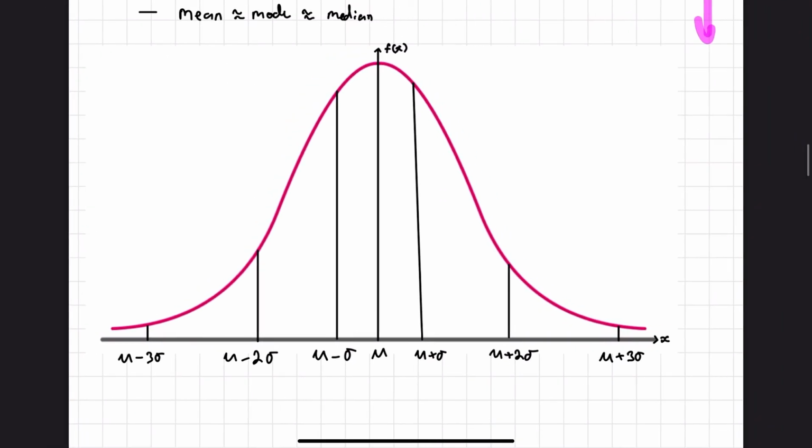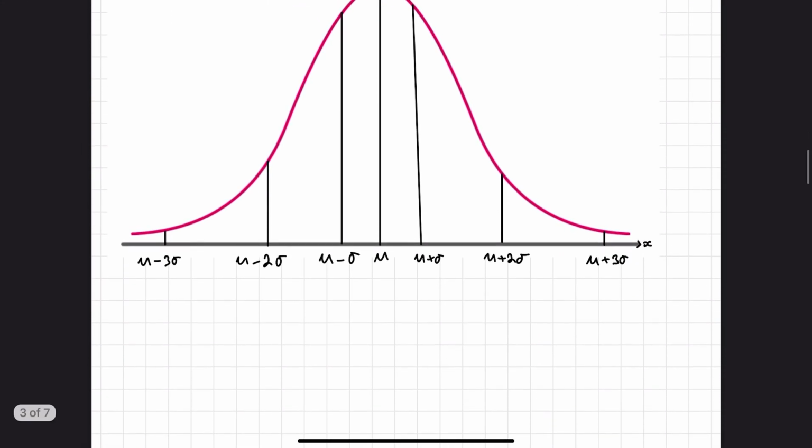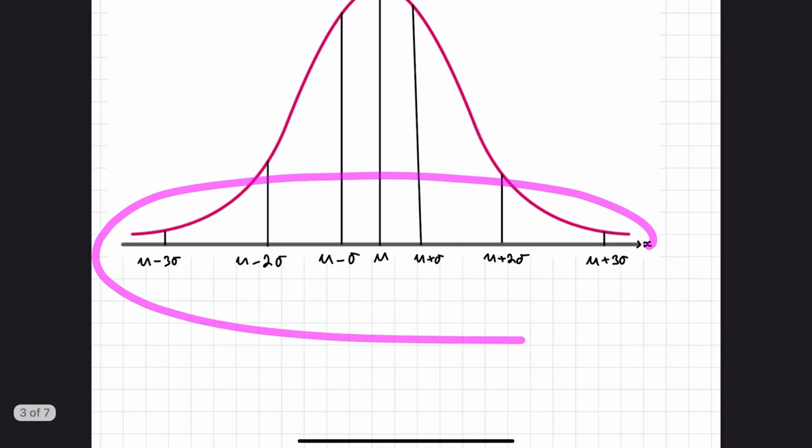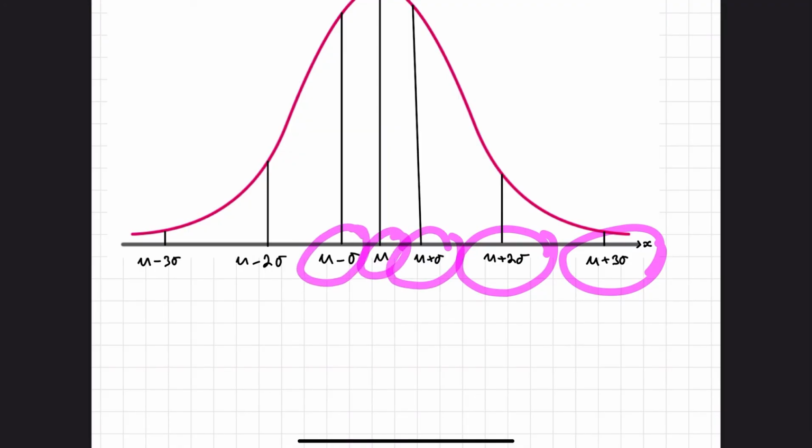So we now have a normal curve drawn out, and we have some things over here. We have our mean plus 3 standard deviations, our mean plus 2 standard deviations, a mean plus a standard deviation, just your mean, your mean minus a standard deviation, your mean minus 2 standard deviations, and your mean minus 3 standard deviations. What does all of that mean?